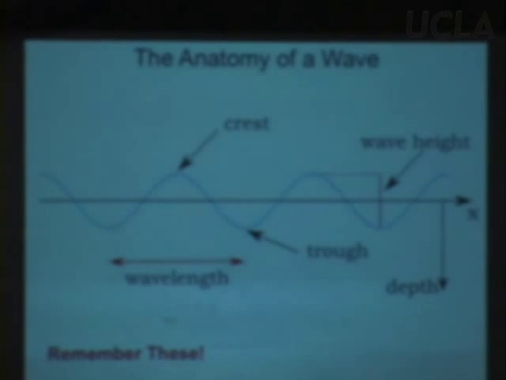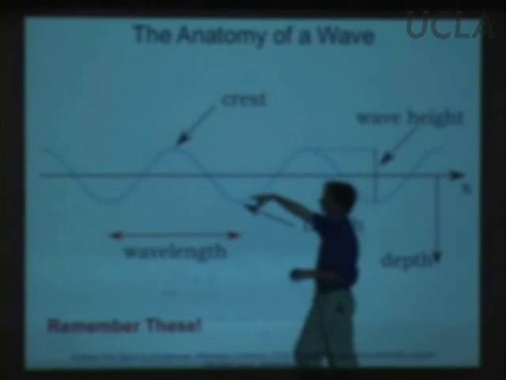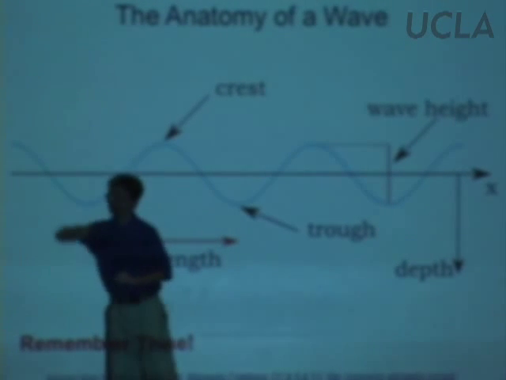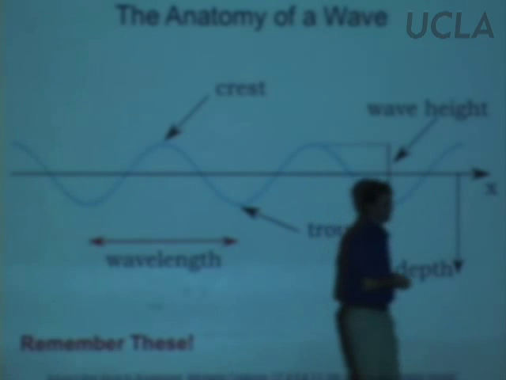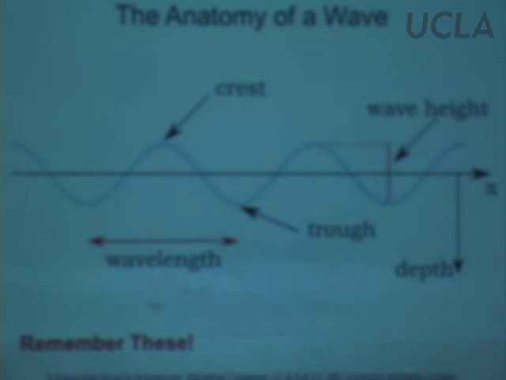Okay, so here's just a wave in space. We could imagine that this is the surface of the ocean as a wave is passing by, or we could imagine it's a light wave, or we could imagine it's a vibration in a string. We're being fairly generic here. And the wave is an oscillation.